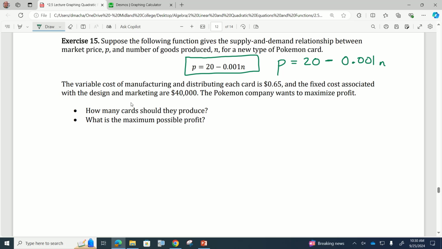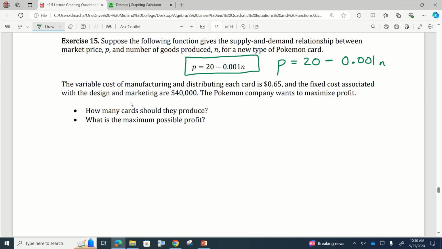But as they start to produce more and more of these cards, N starts to increase and P, the price, starts to decrease. So if they created a whole bunch of these cards, like 20 million cards, then it's going to lose its value. People don't really care to collect something if there's 20 million copies of it. That's what it's trying to say there.